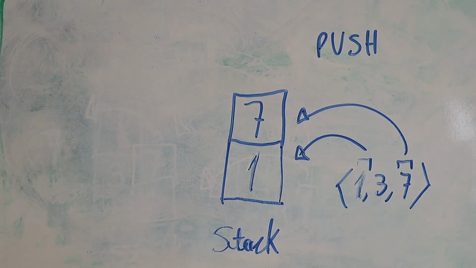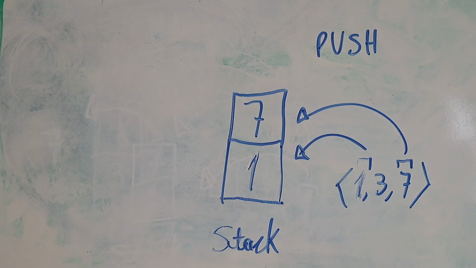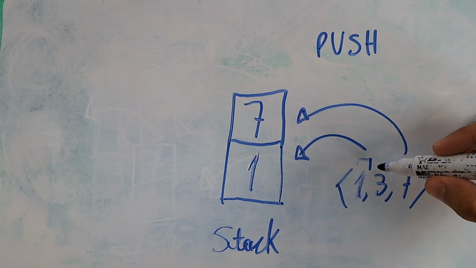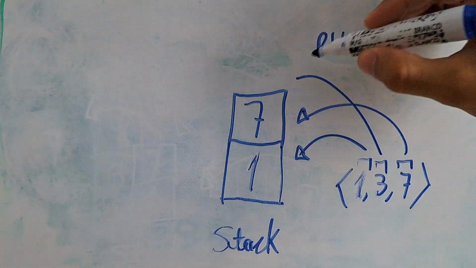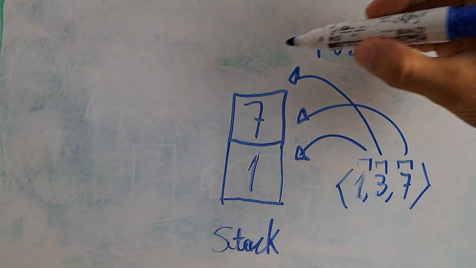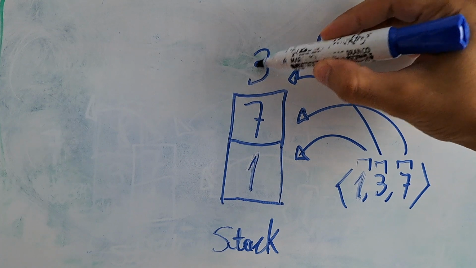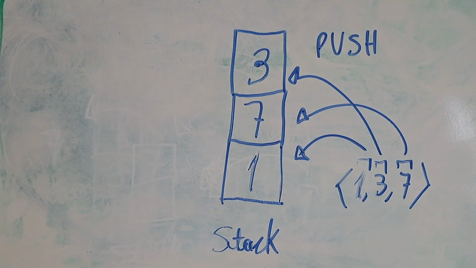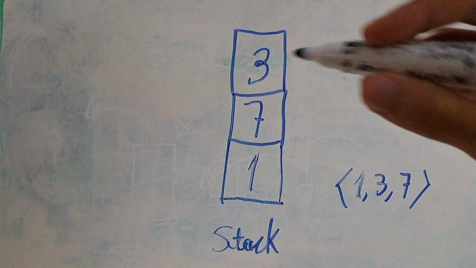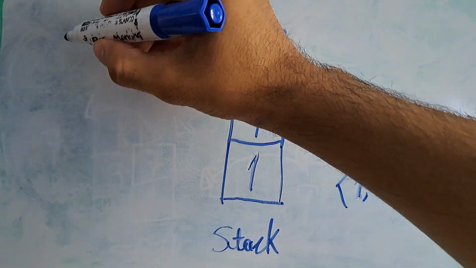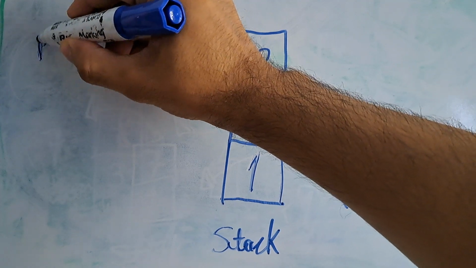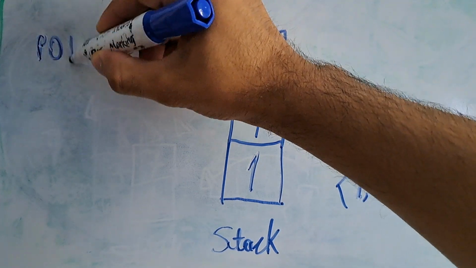And we keep doing the push operation. The next element must be on top of the element that was inserted before. That's the property of the stack. And then if we want to remove elements from the stack, we will use the pop method.